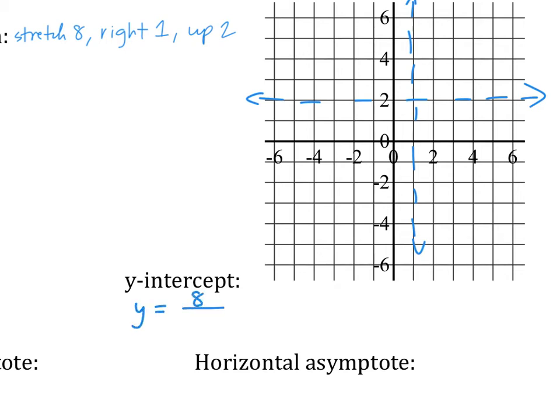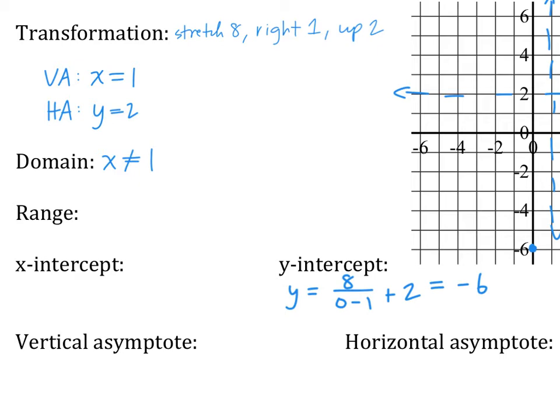So 8 over 0 minus 1 plus 2. Sorry, it's minus 1, plus 2. Okay, so where is the y-intercept? -6. Is that right? Okay, so 0, -6, there is a y-intercept. So just put that point in there, 0, -6.